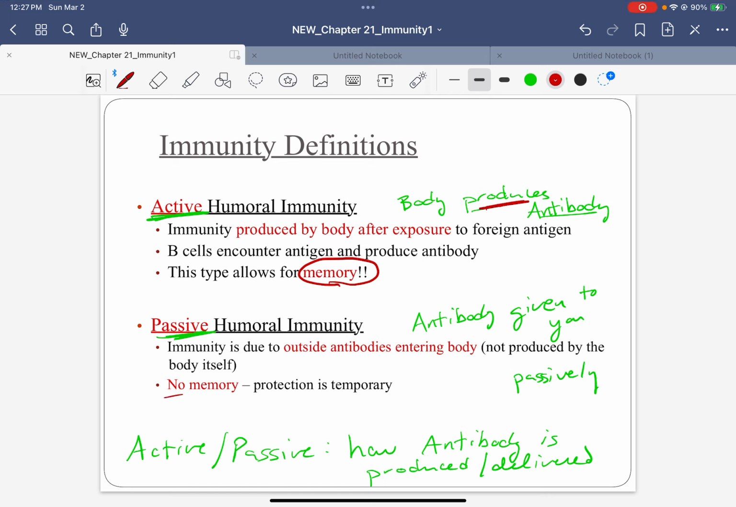All right? These can be tricky. I'm doing the best I can to be as simple as possible. Active versus passive. This has everything to do with how the antibodies are produced or delivered. Anytime your body makes the antibody, it's active. You have memory because you made it. Anytime you're delivered the antibody passively, you did not make it. It's passive. Therefore, no memory.